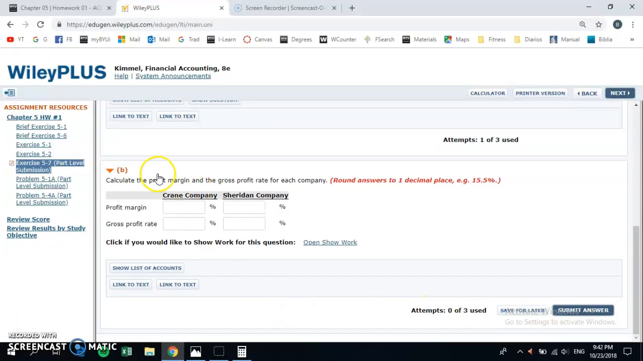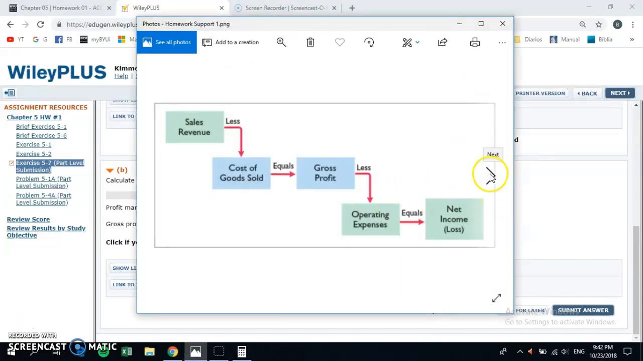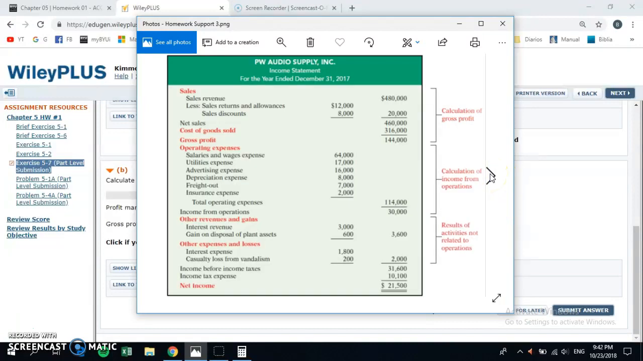And here we have to calculate the profit margin and the gross profit rate for each company. We have to round answers to 1 decimal place. How do we calculate profit margin? We're going to go back to our formulas. Just a mention that in this exercise, we're not using other revenues, other expenses, income before income taxes. This is like a simplified exercise. Just wanted to tell you that.